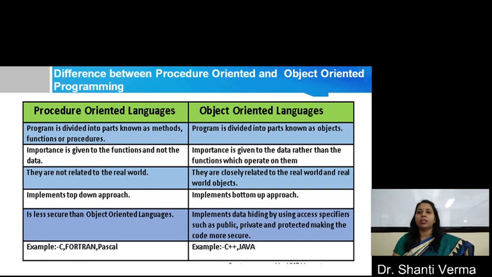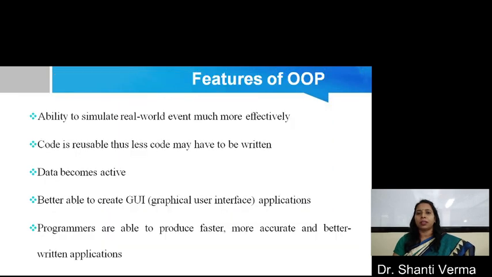Procedural programming is not as secure as object-oriented programming. In object-oriented programming, there are various types of access specifiers like public, private, and protected, so this language is more secure as compared to procedural programming languages. Some examples of procedural languages are C, Fortran, and Pascal, while object-oriented programming examples are C++, Java, and Python.